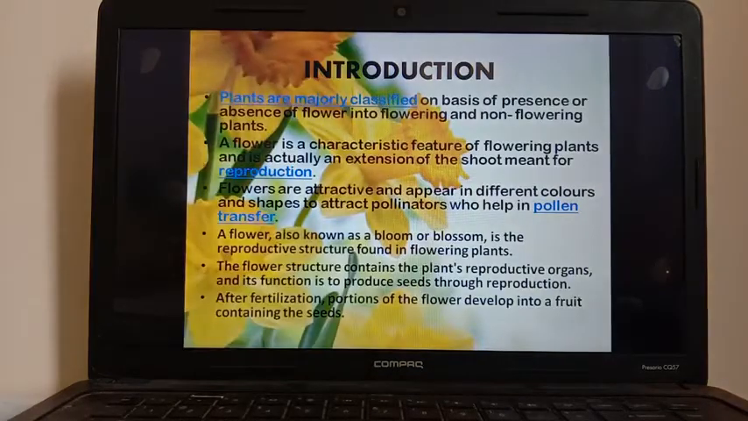So I think, students, most of the people actually love the flower because it is very nice looking, can give good fragrance, and by seeing the beauty of the flower, we can keep our mind and soul very peaceful. So, students, today our chapter is about that flower.